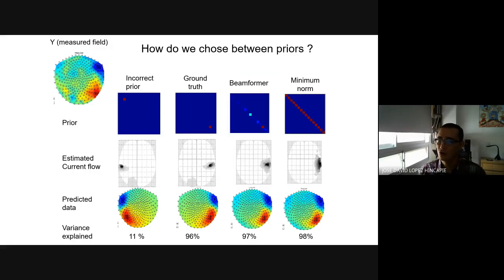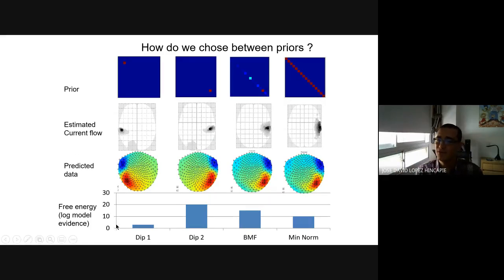So go to our problem. The incorrect prior shouldn't be a problem, but remember that the ground truth didn't have as high a variance as we had with beamformers and minimum norm. So let's see. The free energy, the log model evidence, gave us higher free energy for the ground truth than for beamformers, and beamformers, which is more informative than minimum norm, had actually higher free energy than minimum norm. So for us, free energy works because we know that it will penalize the complexity, for example, of the minimum norm.